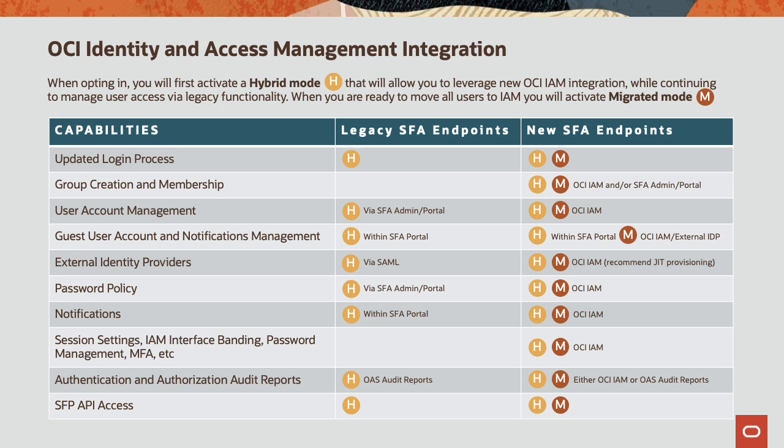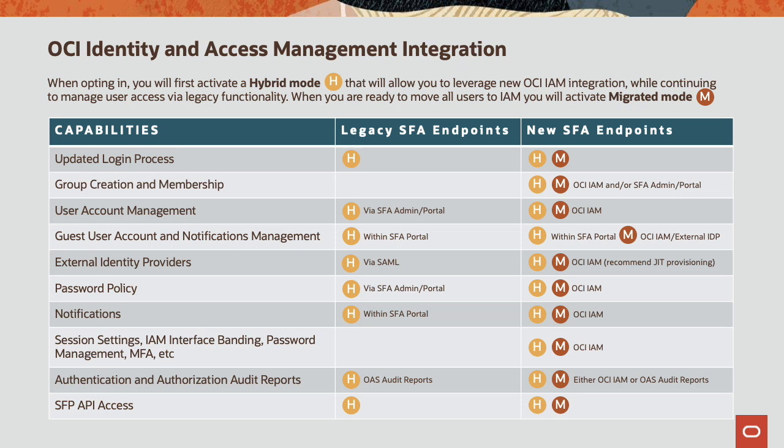For existing customers with provisioned environments prior to 25A, you will need to take a number of steps outlined in the release notes to opt into the IAM feature. When opting in, you will first activate a hybrid mode that will allow you to leverage the OCI IAM integration while continuing to manage user access via legacy functionality. When you're ready to move all your users to IAM, you will then activate migrated mode.